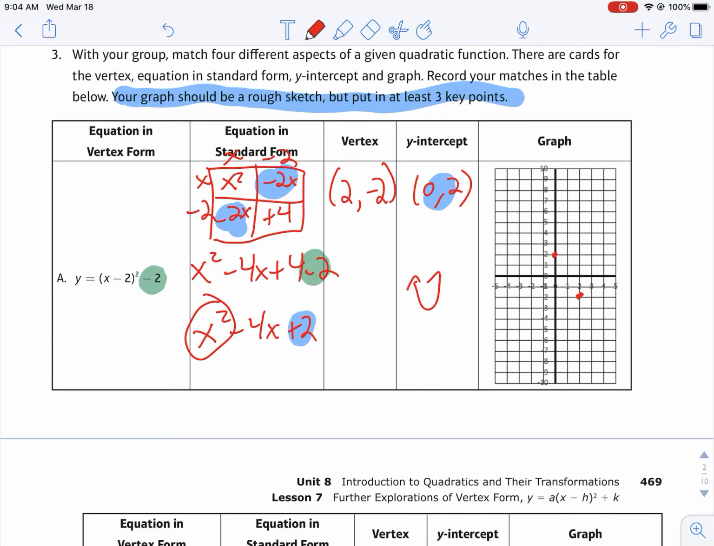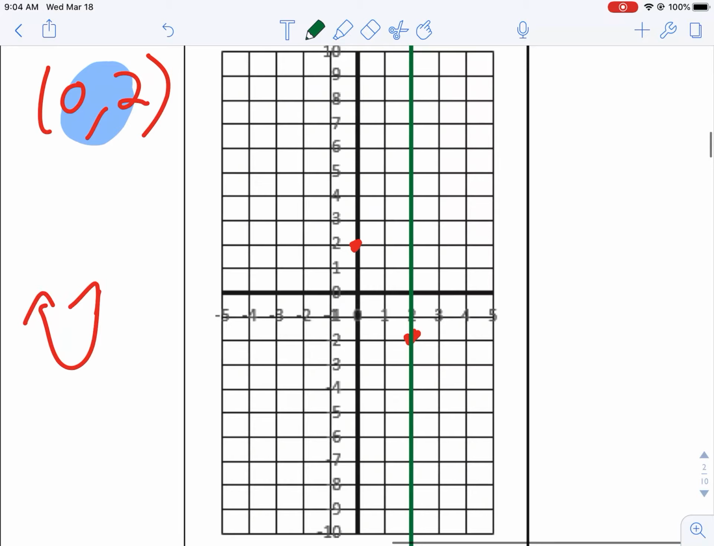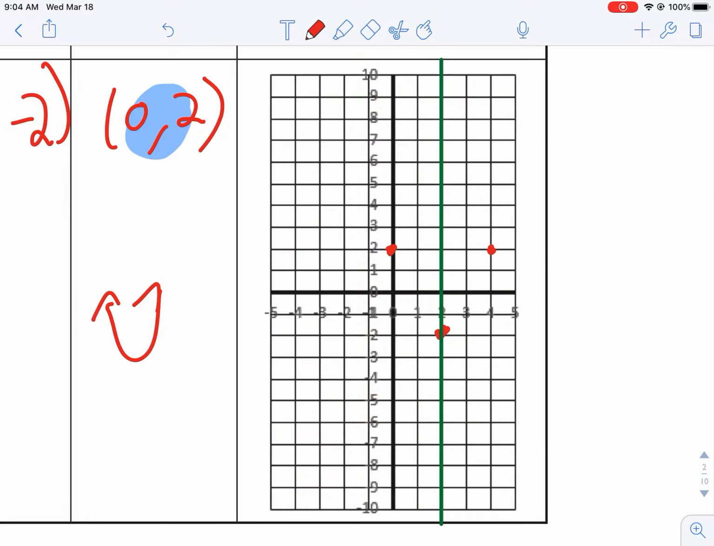Given the fact that we know the vertex, I'm going to go ahead and draw a line of symmetry that goes through it. And using that property of symmetry and the y-intercept, I know I'll have another point 2 units away from the axis of symmetry. And there we go, I have 3 points. And I know my concavity is upwards. And there's my sketch.